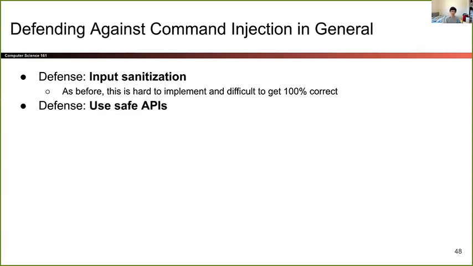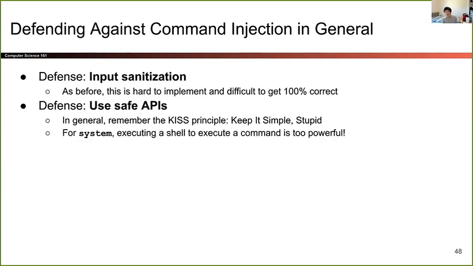A better way to defend against this is to use safe APIs. Before we were using this system command, but if you remember the KISS principle, which we talked about, I think all the way back in lecture 1, it's keep it simple, stupid. For system, we're executing an entire shell, say bash, just to execute a single command. And this is too much power. We're giving too much power to the program to do malicious things if it receives malicious input.